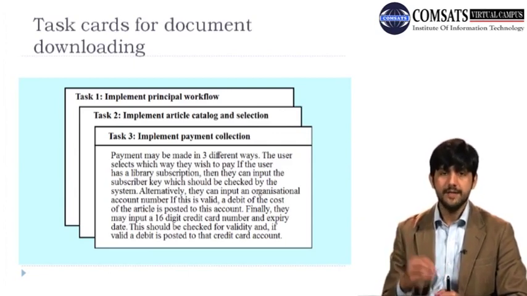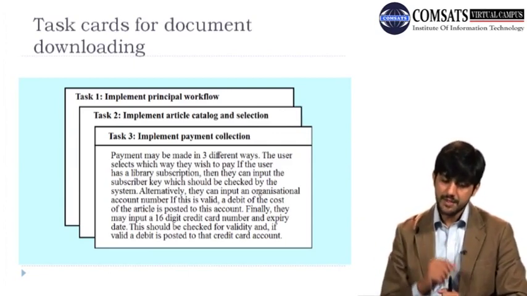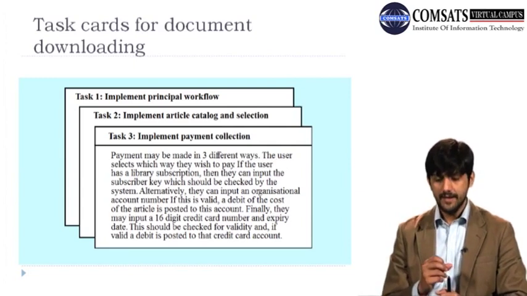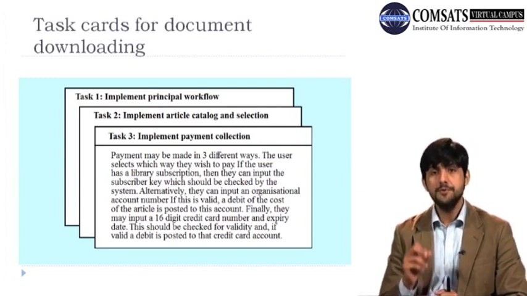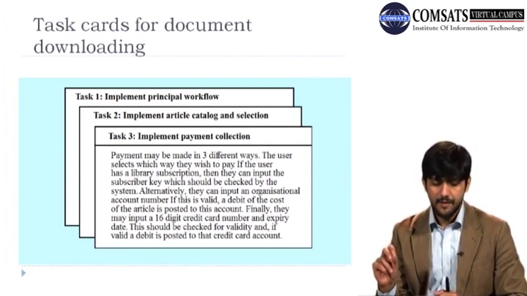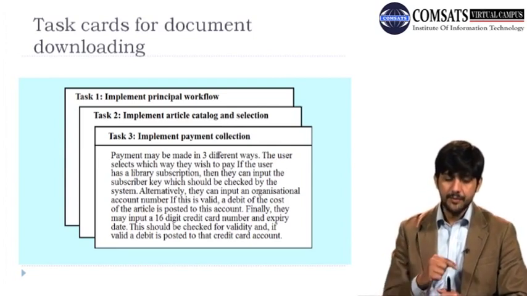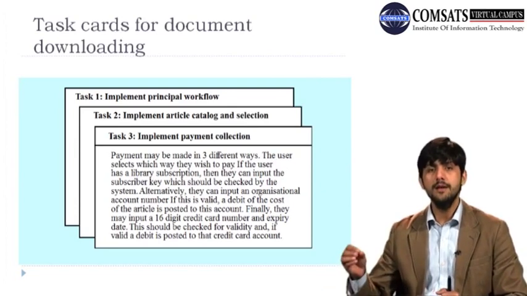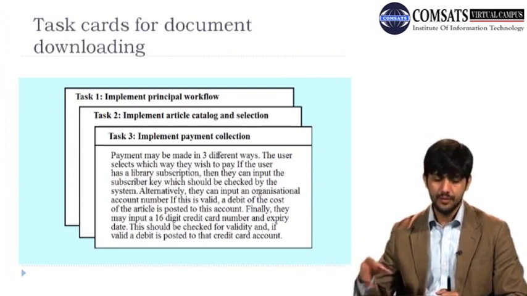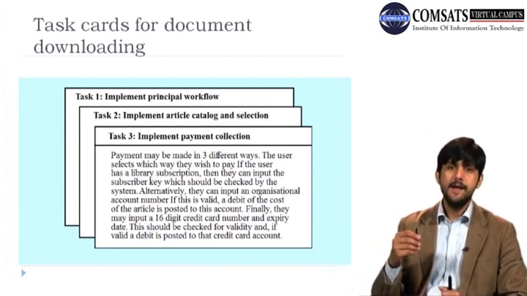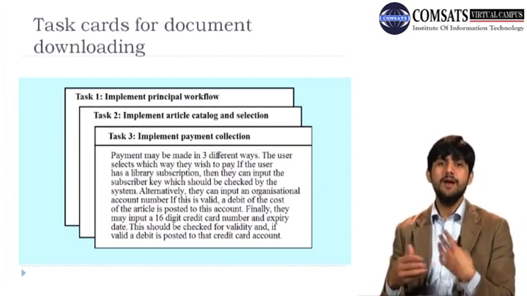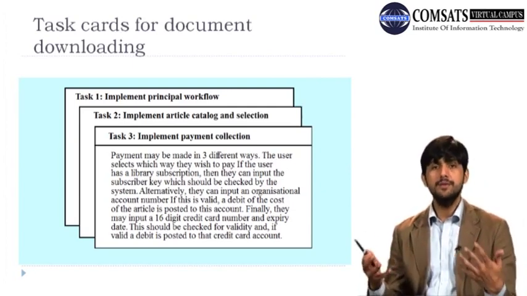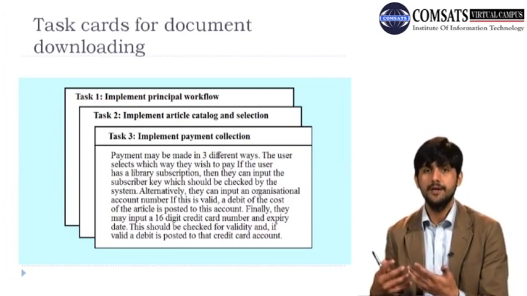Alternatively, they can input an organizational account number. This is another way which can be done. If this is valid, a debit of the cost of the article is posted to that particular account. And finally, they may input a 16-digit credit card number. If that option is not workable, then you might need to pay through your credit card. And then this whole thing needs to be validated as well, whether the credit card number was valid or not, or whether the account number was valid or not.